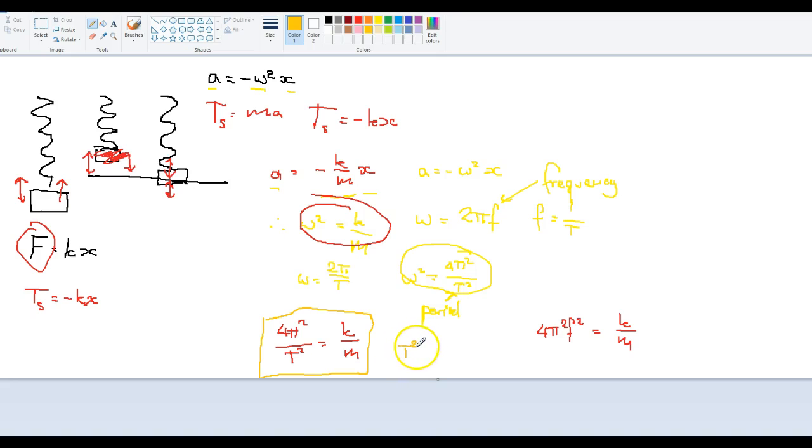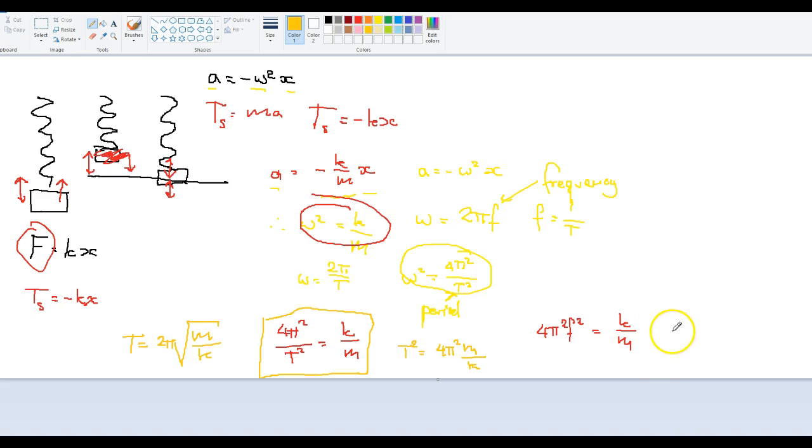T squared equals 4 pi squared m over k. If we want to make T the subject, take the root of both sides, we get T equals 2 pi root of m over k.